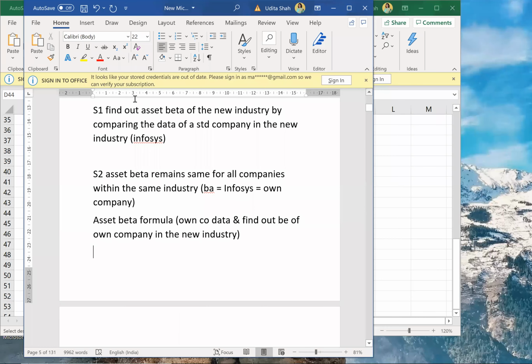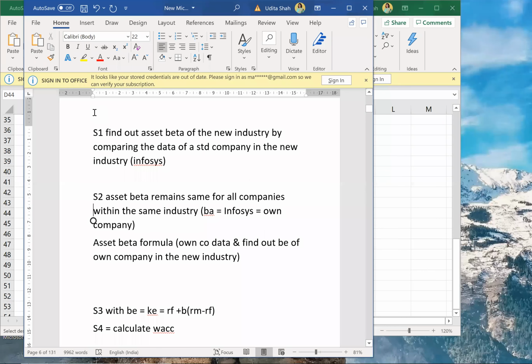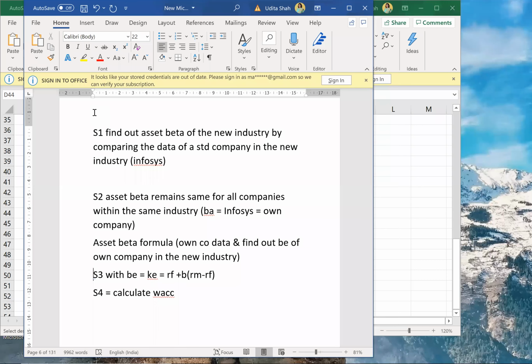Okay, so I'll write all these steps over here. Step 1, we are using the asset beta formula, but we are doing it with the standard company's data. Step 2, again use the asset beta formula, but this time with your own company's data. Step 3, you will find out K, and step 4, you will find out the WACC. Okay, write this down.